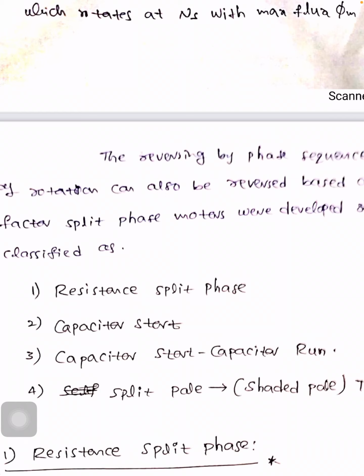The resistance split phase induction motor is nothing but a motor whose stator part is split into two parts. One is called the starting winding and the other is called the running winding. The starting winding has high resistance and low inductance, but the main winding has very high inductance and very low resistance. And why is it called a resistance split phase induction motor?